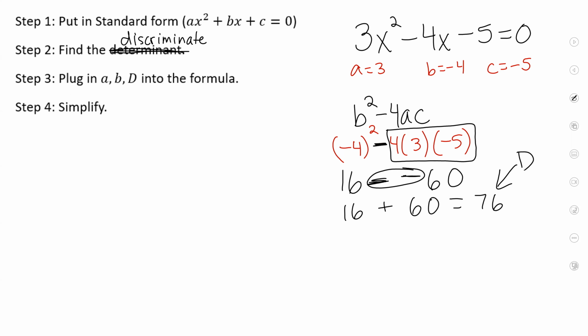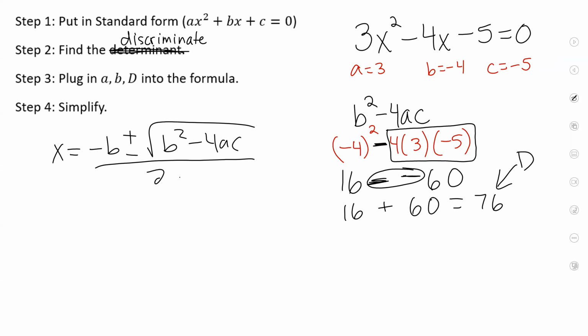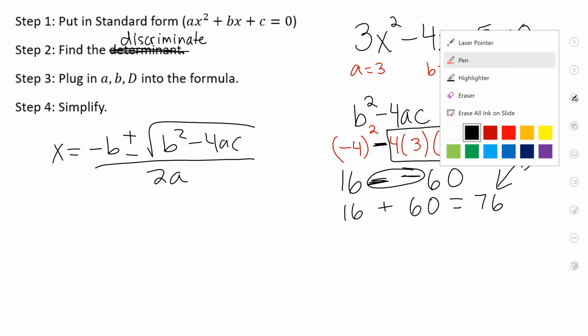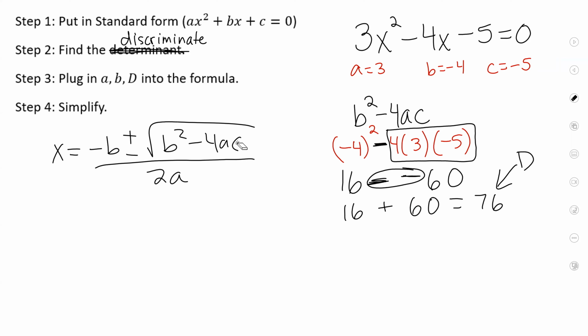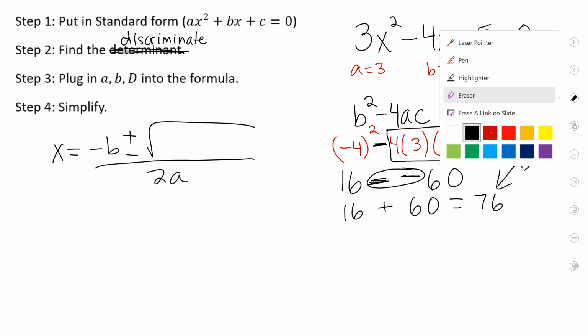Let's look at step number 3. Plug a, b, and d into the formula. So this is the quadratic formula. X equals -b plus or minus square root b squared minus 4ac all over 2a. Okay, so we just found b squared minus 4ac. We just found that. So I'm going to erase b squared minus 4ac and put 76.